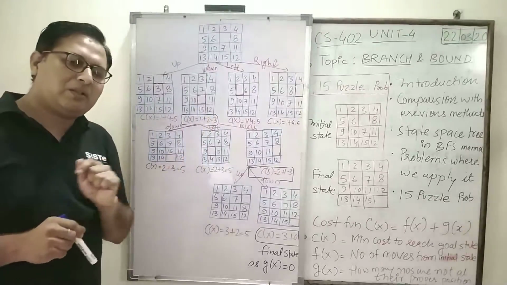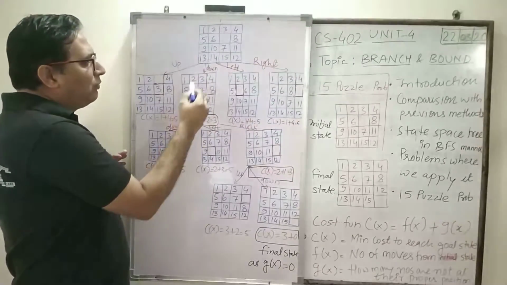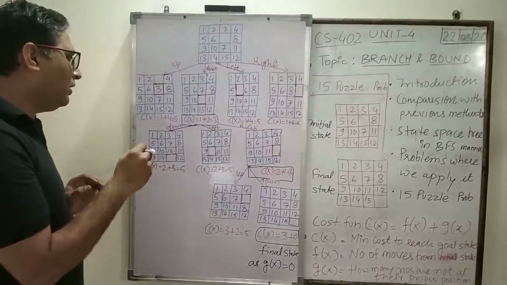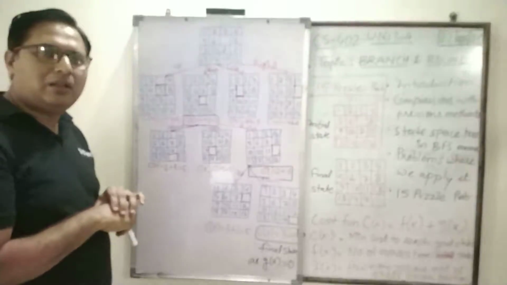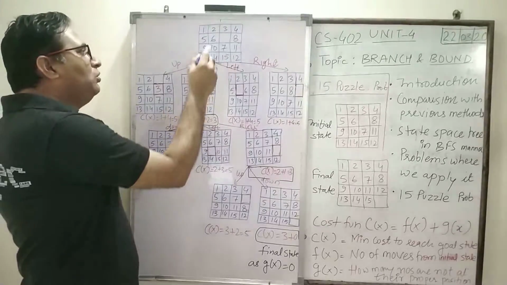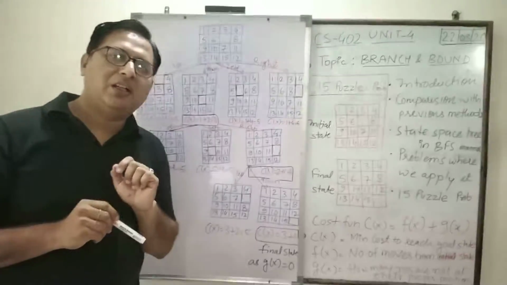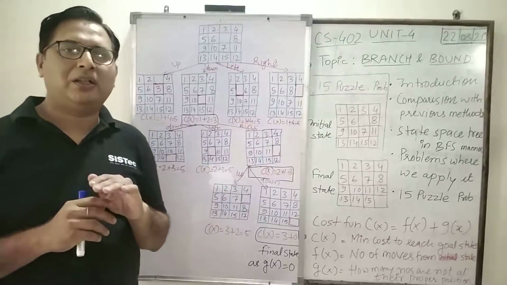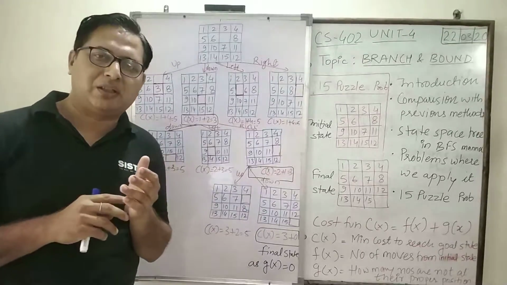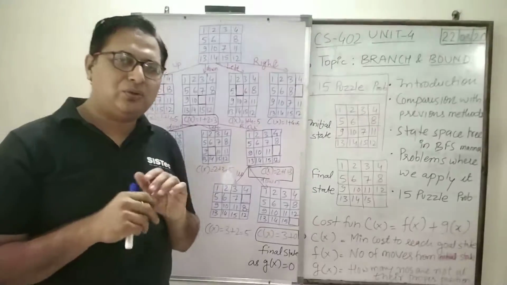Now one thing is important over here. As we have come to this position from a down movement, we will not apply the up movement from here. Why? Because it will lead us to the initial position. So always remember, when we come to a particular state after a movement, never apply the opposite movement. It will take you back to the previous state, and that is useless.